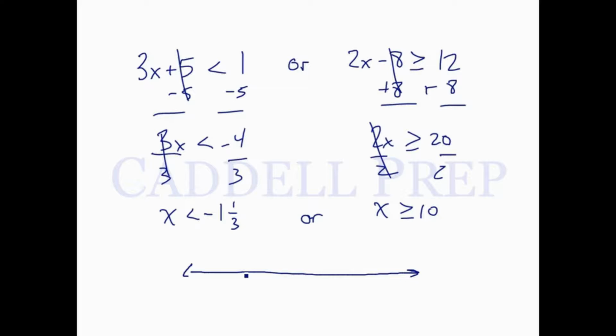So now when we graph this, we have negative 1 and 1/3. We have 10. So x is less than negative 1 and 1/3, so it's an open circle, and it goes to the left because it's less than it. Or x is greater than or equal to 10. So here it's solid, it's everything to the right. So you see, these do not overlap. So we can add our arrows, and it's OR because it's only going to satisfy one or the other. So the value that satisfies this inequality will not satisfy this one. So it's just one or the other, not AND where it satisfies both.